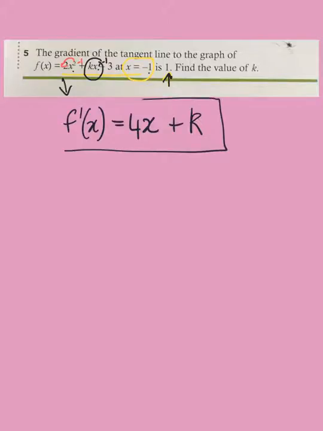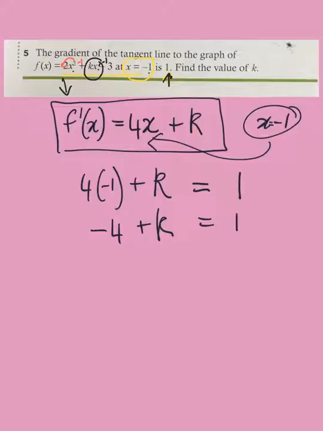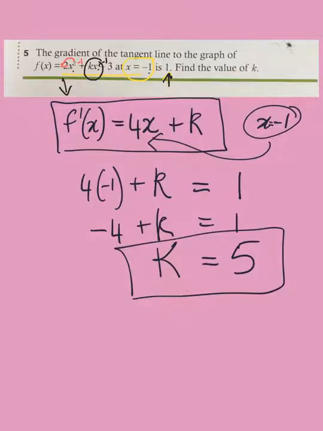So that is the gradient function, okay? Now it's telling me that the gradient of the tangent at the line of x is equal to -1 is 1. So that means if I put in x is equal to -1 here, so 4 times -1 plus k has to equal 1. Okay, so -4 plus k is equal to 1, therefore k must be equal to 5. And that's it. How simple was that? Wow. Did you get it?